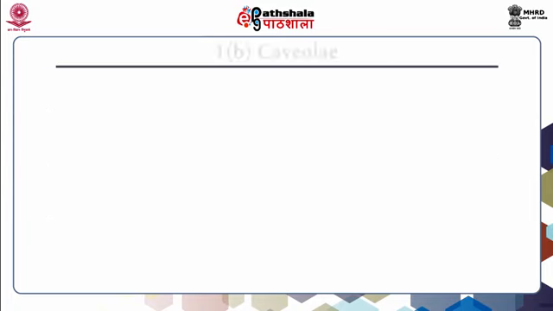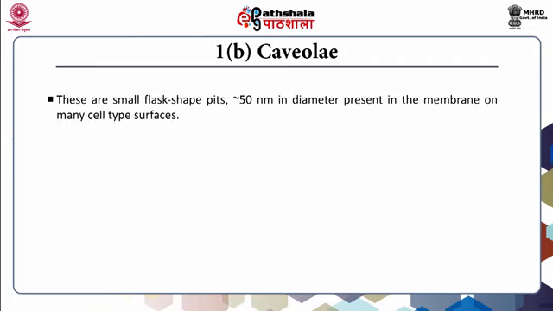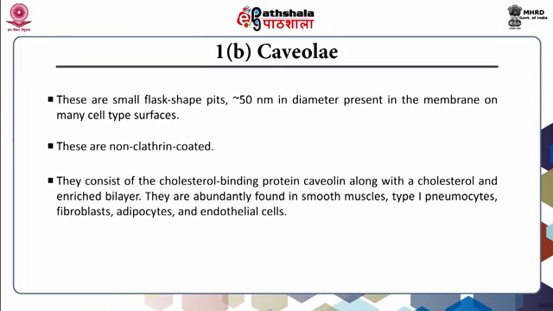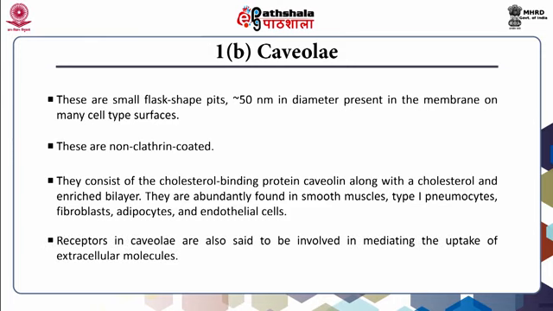Let us see what is Caveolae. These are small flask shaped pits of size 50 nanometer in diameter present in the membrane on many cell type surfaces. These are non-Clathrin coated. They consist of the cholesterol binding protein caveolin along with a cholesterol enriched bilayer. They are abundantly found in smooth muscles, type 1 pneumocytes, fibroblasts, adipocytes and endothelial cells. Receptors in caveolae are also said to be involved in mediating the uptake of extracellular molecules.